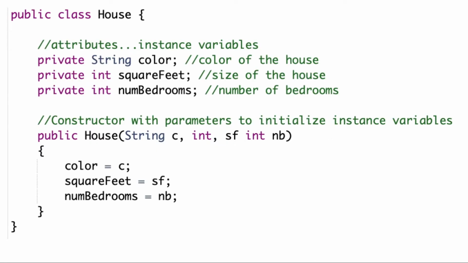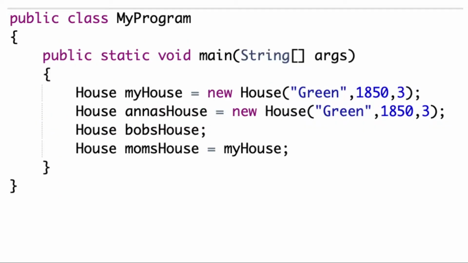Here we have a class called House. For its attributes, it has color, square feet, and number of bedrooms. We also have one constructor with parameters, which is used to initialize variables. Let's consider these object declarations and constructions.